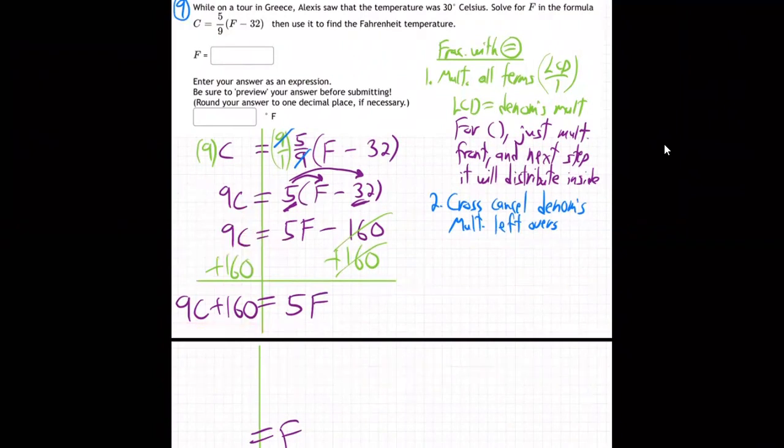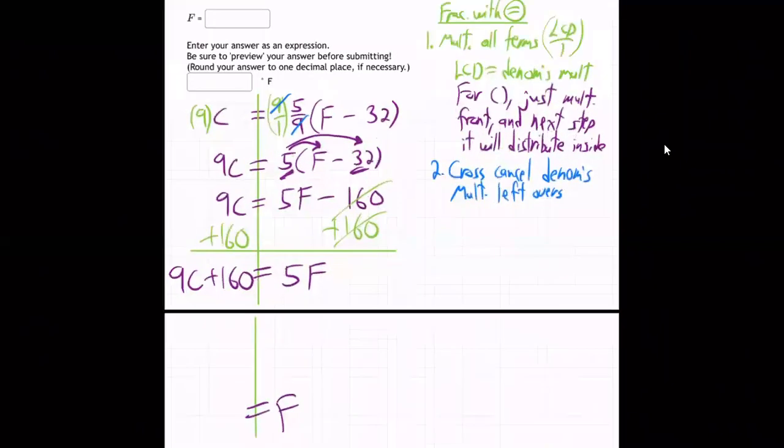Okay, so now what are we going to do from here? Well, the last step to get F alone, the last step is always divide, isn't it? So I'm going to divide by the 5, and you have to divide all 3. Now you could do one big bar, but I think it's easier just to do it like this. And so I'm going to divide all 3 by the 5.